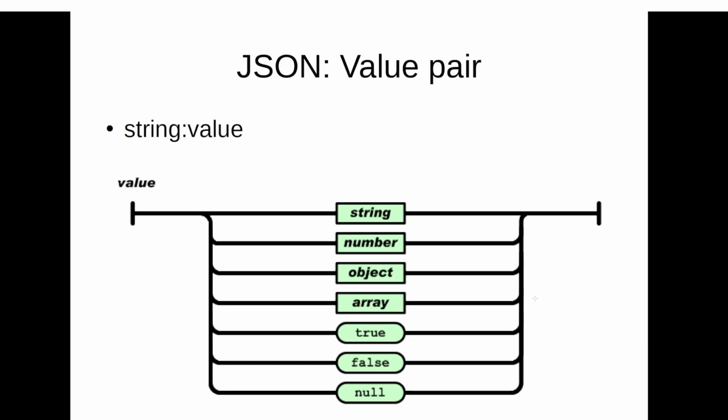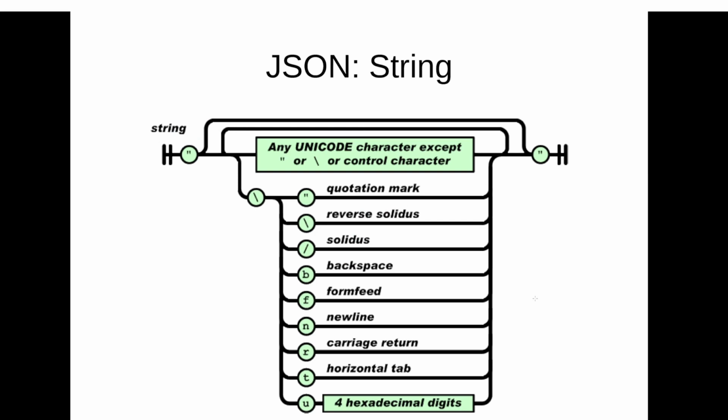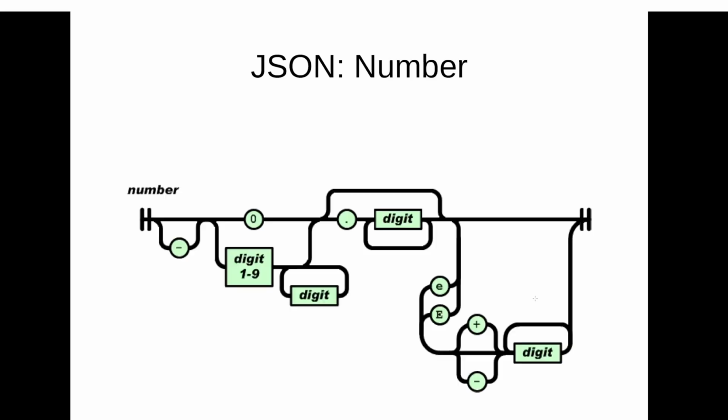A value in JSON can be a string, a number, an object, that is a JSON object, an array, which is a JSON array, the Boolean values true or false, or null, which tends to represent the absence of a value. A string is any collection of Unicode characters, and a number is a general purpose representation of any number type. Instead of having, say, integers and floats, JSON simply has number, which represents any of those types.